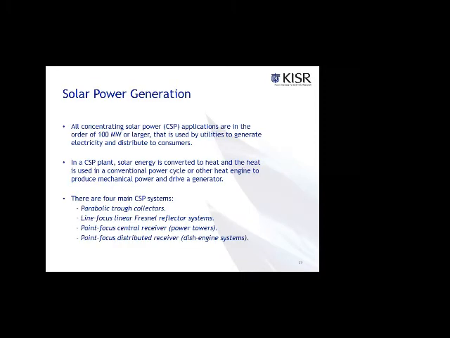Solar power generation. All concentrating solar power applications are on the order of 100 megawatts or larger. They cannot be smaller because of the size and also the cost of the system. That means it is used by utilities to generate electricity, which is then distributed to consumers. In a CSP plant, solar energy is converted to heat, and the heat is used in a conventional power cycle, which means that we produce steam, and then we have a steam turbine to convert the steam to mechanical power, and then we use a generator to generate the electricity.